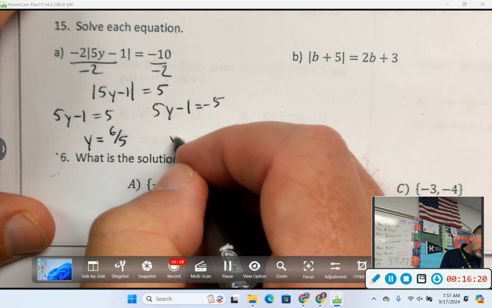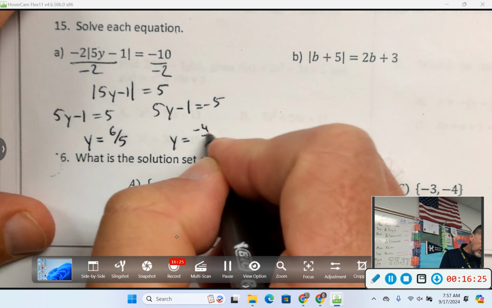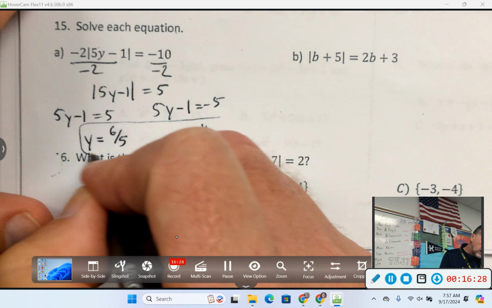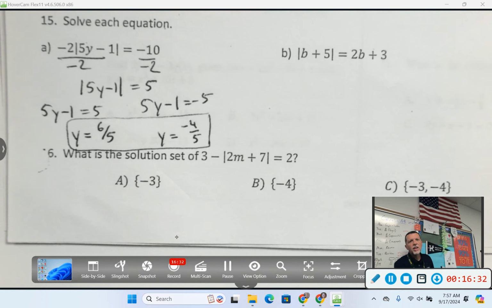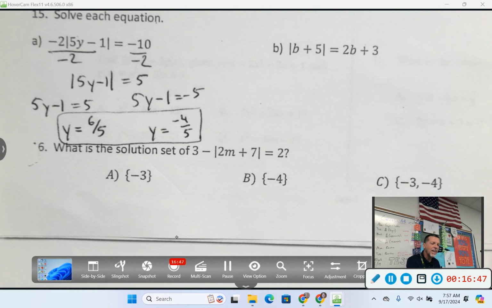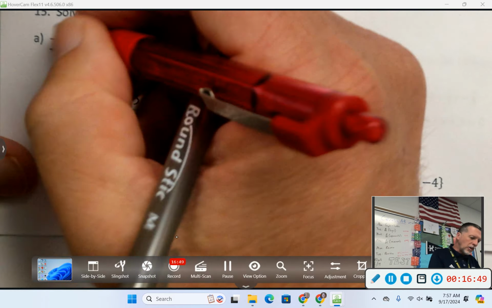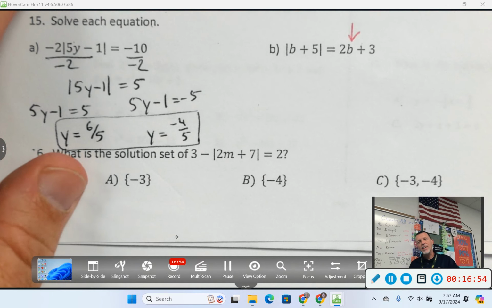So 6/5, and this one, -4/5. And if I had all the time in the world, I'd go back and check it. But why don't I need to check that one? Because we know it works. How do we know it works? What makes B different than A? Variable on one side. Yeah, if all my variables are inside the absolute value, I'm going to be okay. If I've got a variable on the outside, that's when I'll have to be careful.